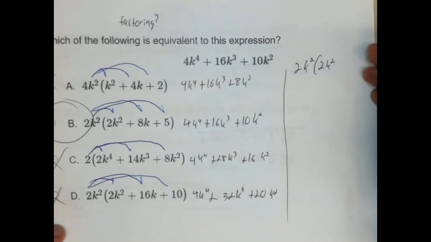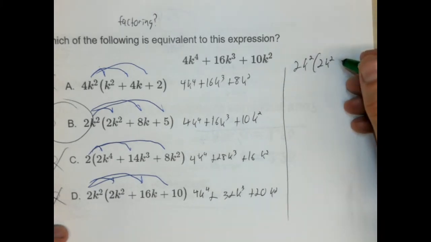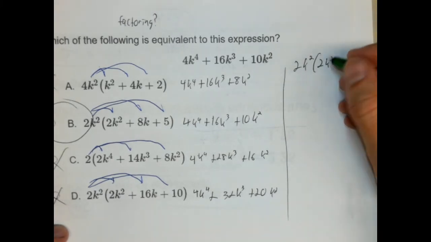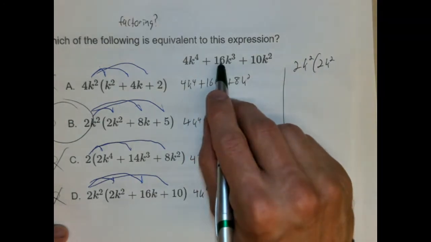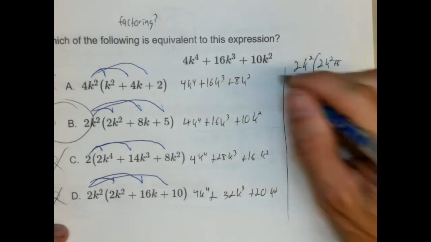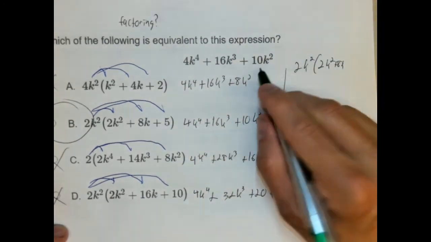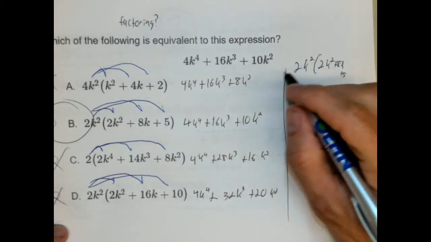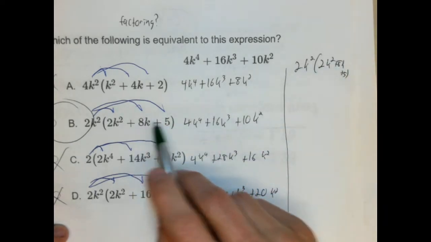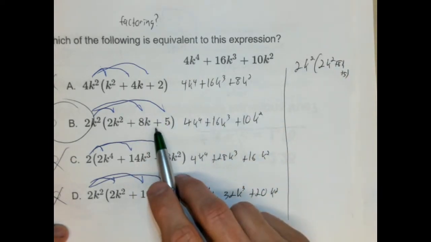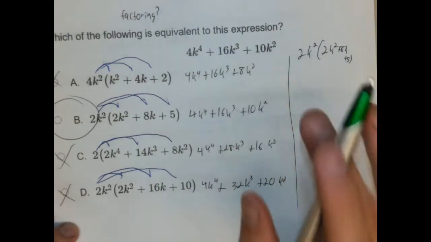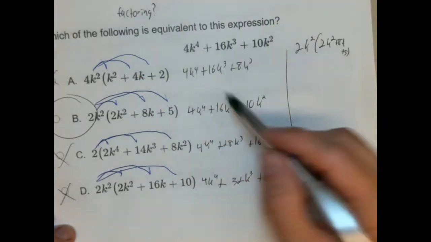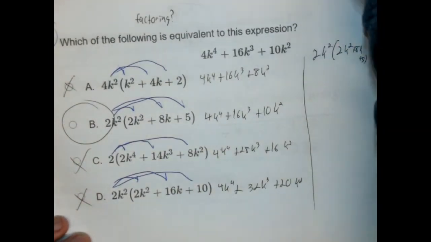I'm probably going to run out of room here. 16 divided by 2 is 8, and then we're going to have k left. And then 10 divided by 2 is 5. See, it's going to look weird. And that's it, so we end up with this. But honestly, I think most of us, like 99% of us taking this test, are going to be better off just distributing it. Okay? All right.